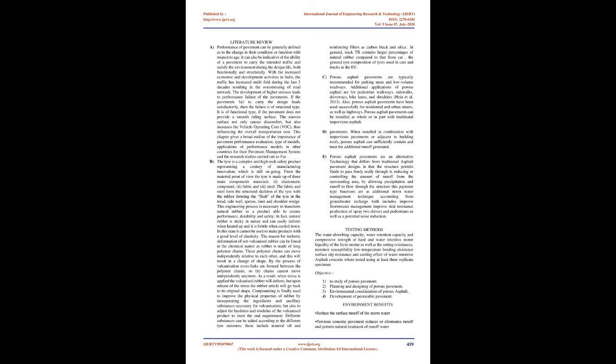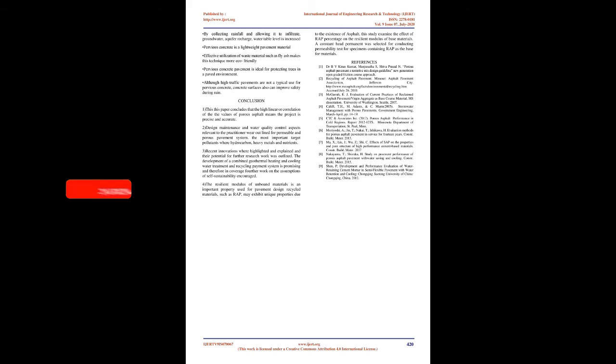C. Porous asphalt pavements are typically recommended for parking areas and low-volume roadways. Additional applications of porous asphalt are for pedestrian walkways, sidewalks, driveways, bike lanes, and shoulders, Hein et al. 2013. Also, porous asphalt pavements have been used successfully for residential and urban streets, as well as highways. Porous asphalt pavements can be installed as whole or in part with traditional impervious asphalt. D. Pavements. When installed in combination with impervious pavements or adjacent to building roofs, porous asphalt can sufficiently contain and treat the additional runoff generated.